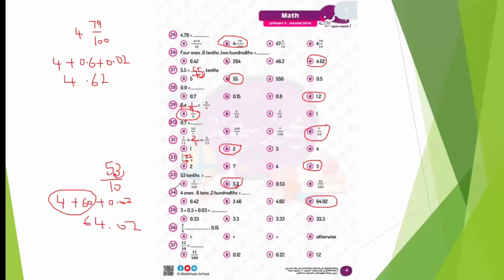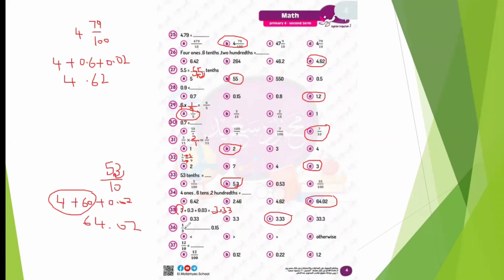35. 3 plus 0.3 plus 0.003. This is a whole number. So it will be 3. And in 10th place, we have 3. In 100th place, we have another 3. So the answer is 3.33.